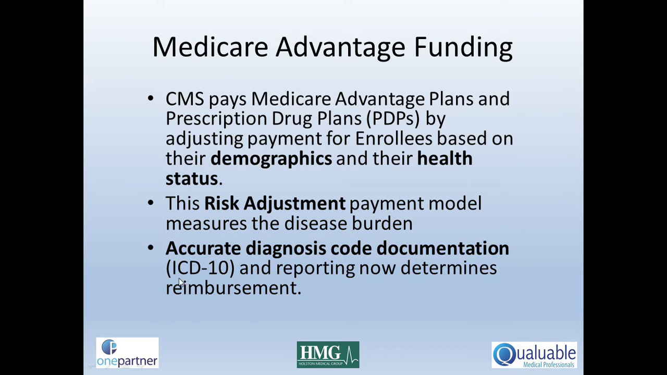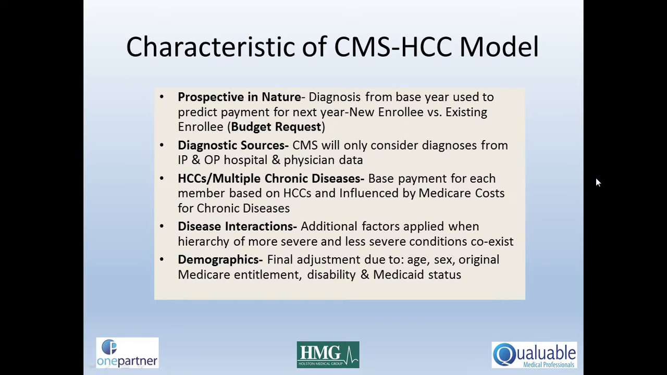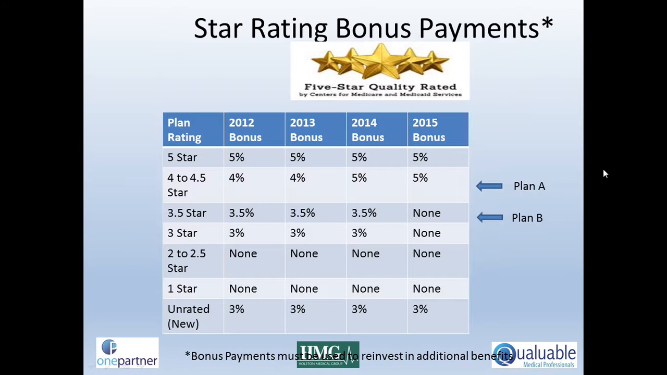In this program, I'm using ICD-10 coding because that is what we are all using now. I will look at the characteristics of the CMS HCC model, including the fact that it is prospective in nature. We will also be looking at the different sources for diagnostics and which ones count and which ones don't count. We'll look at how HCCs correlate with multiple chronic diseases and also disease interactions, and of course the demographics involved with this. I will take a few minutes to look at the star rating system.